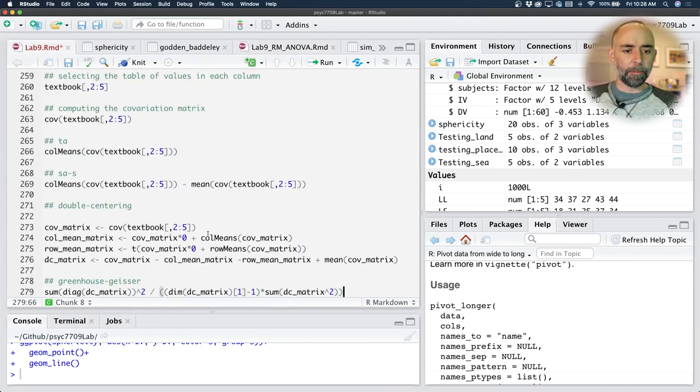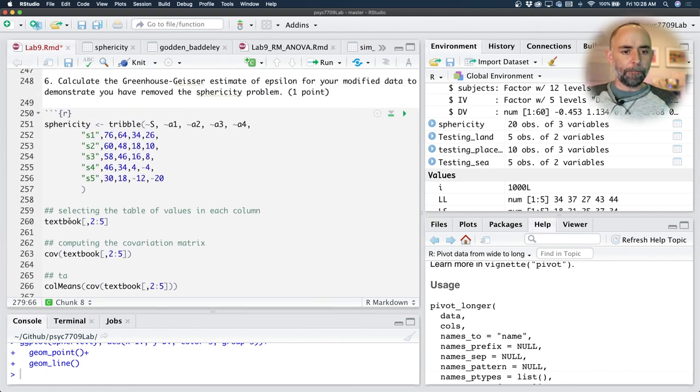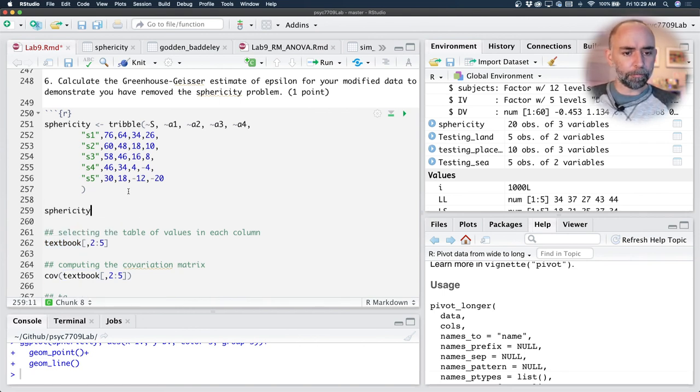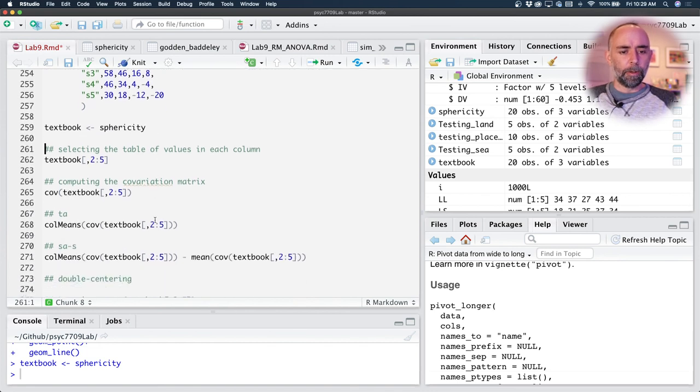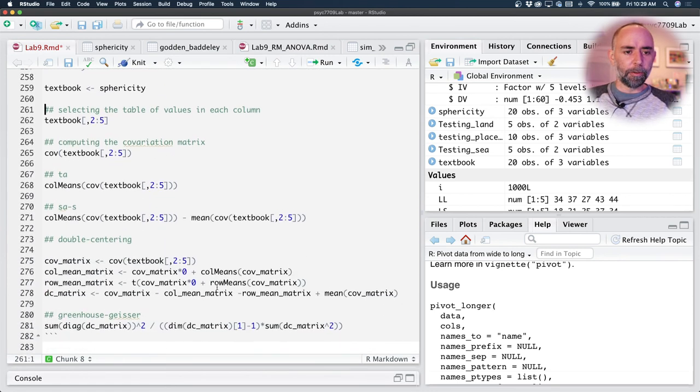I think it's set up to be evaluating a data frame called textbook that's in the same organization. So I'm going to create a variable called textbook. And I think originally the data set from the textbook, the unmodified data, had a Greenhouse-Geisser estimate of epsilon of around 0.44. And this was an example of showing you how to do all the steps.